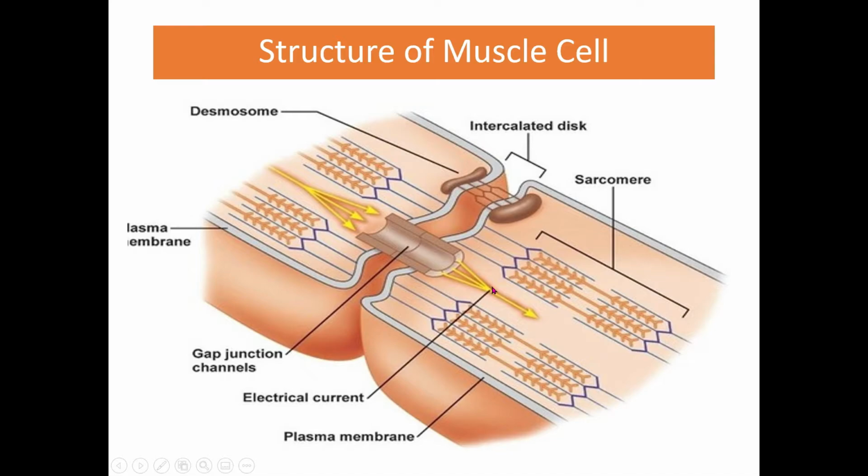As a result, all the cells of the heart contract simultaneously. For example, if the muscles of the atrium need to contract, all the muscles of the atrium will contract simultaneously, so that the whole of the blood present in the atrium will move into the ventricle. And similar is the case for the ventricles.